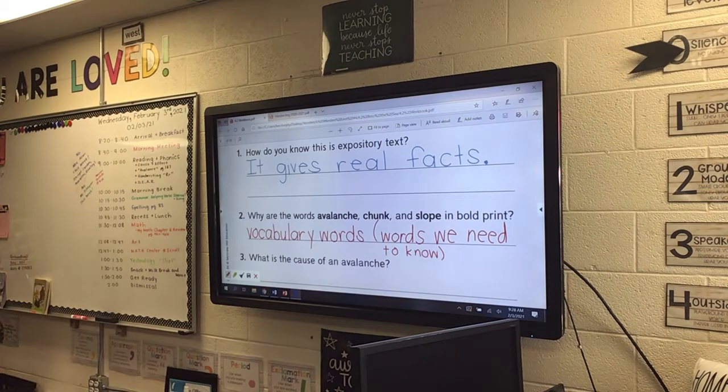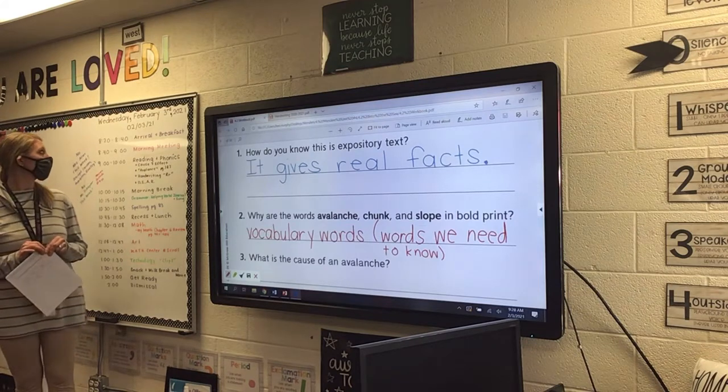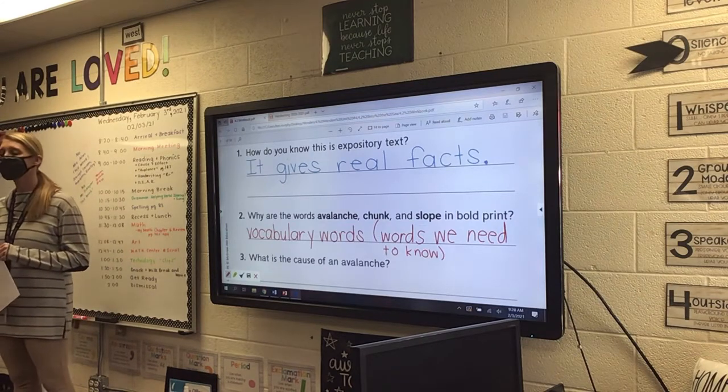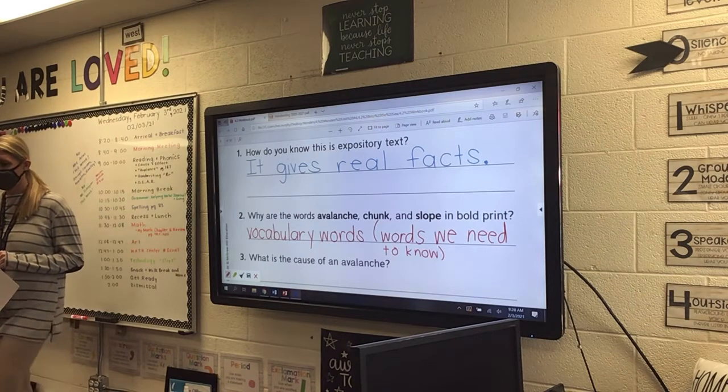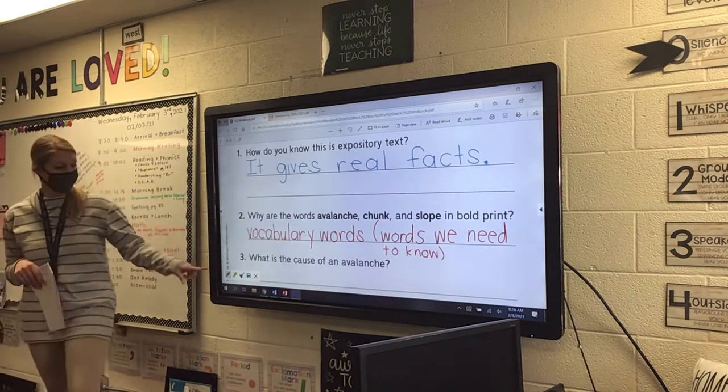Okay, get ready. Mrs. Murphy and I don't really want to see that. Yesterday there was dots on there. Now slashes. Right here, vocabulary words. So this is where you move it up.